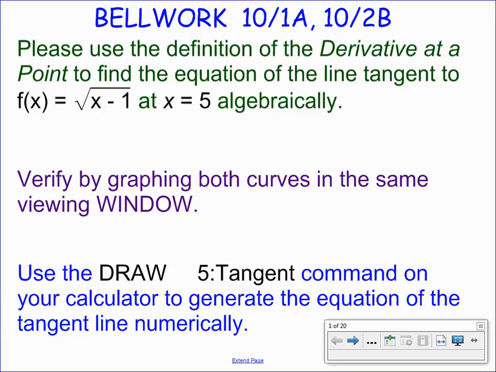We'll also make sure that we know how to do a draw tangent line command on our graphing calculator. So there are some neat tools we're going to be looking at using technology today.